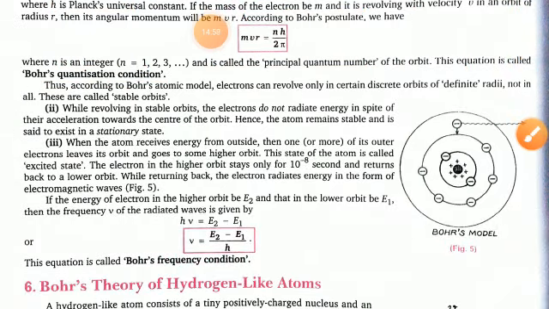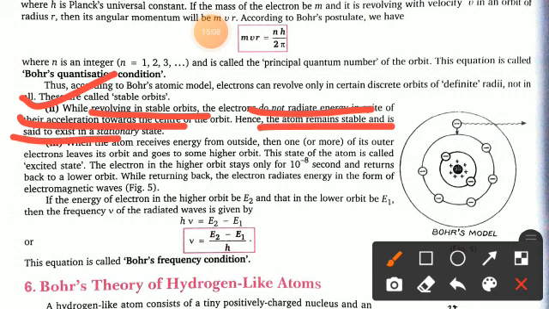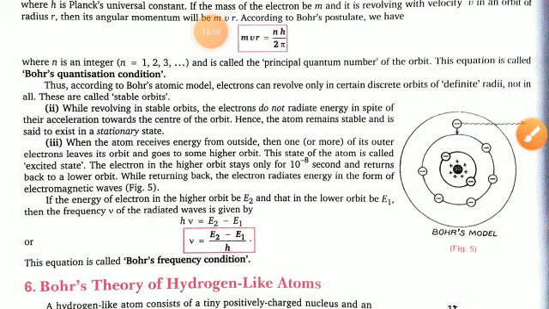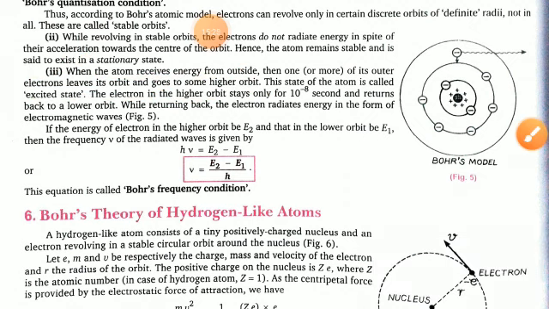Now come to the second one. While revolving in stable orbits, the electrons do not radiate energy in spite of their acceleration towards the center of the orbit. Hence, the atom remains stable in its stationary state. Now, see the third one. When the atom receives energy from outside, one or more of its outer electrons leave their orbits and go to some higher orbits. Clear? This is due to the excitation. So this state of the atom is called the excited state.